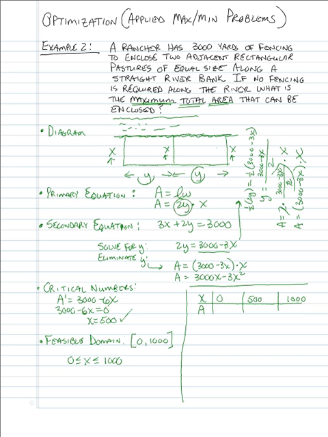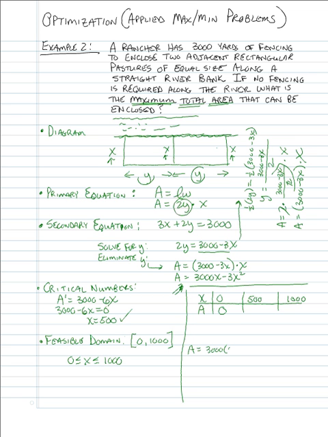Because remember, from the extreme value theorem, we have to have an absolute maximum and an absolute minimum on this interval from 0 to 1,000. Well, remember, this is the area function right here. And so when we put 0 into that, we get an A value of 0. Now, when we put 500 into that, it's a little different story.